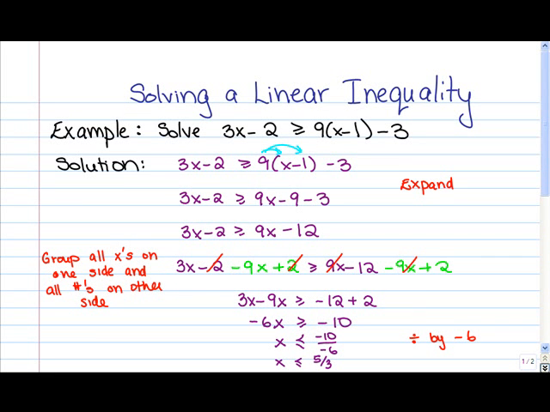Remember, once you've collected all x's on one side and all numbers on the other side and collected like terms, you then just isolate for the x by dividing by the coefficient. If the coefficient is positive, no problem. If it's negative, you have to flip the inequality sign. So if it was less than or equal, it becomes greater than or equal. If it was greater than, it becomes less than, and so on.